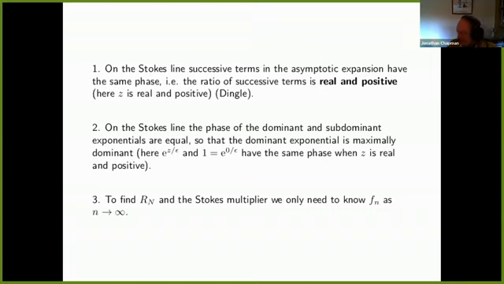And the most important thing is that in order to find the Stokes multiplier and identify the Stokes line, I did not need to know much about the early terms in the series. All I needed to know was the behavior of Fn, the asymptotic expansion in powers of epsilon, as n tended to infinity, because the optimal truncation point is where n is 1 over epsilon. So I only needed to know about the behavior of the series for large n.